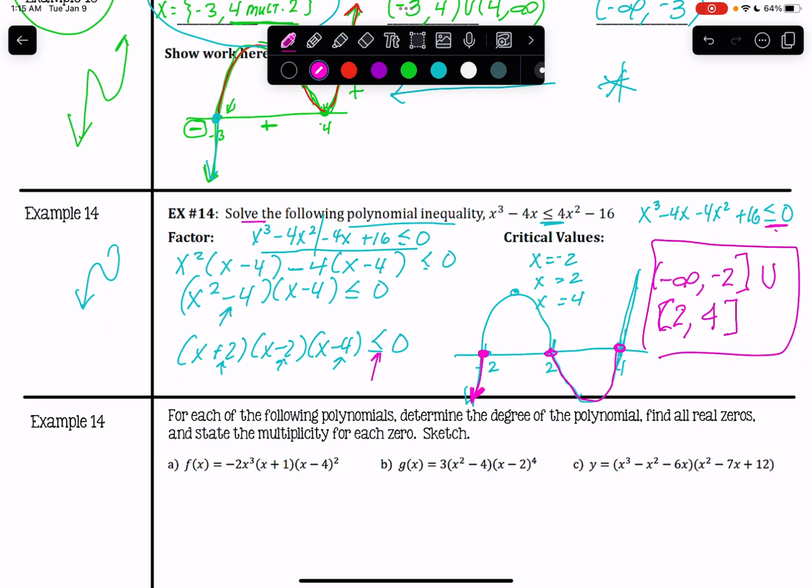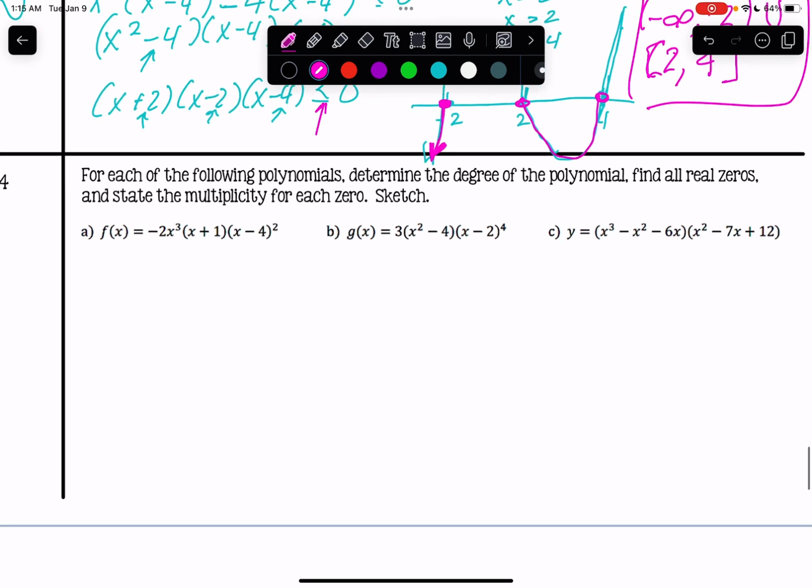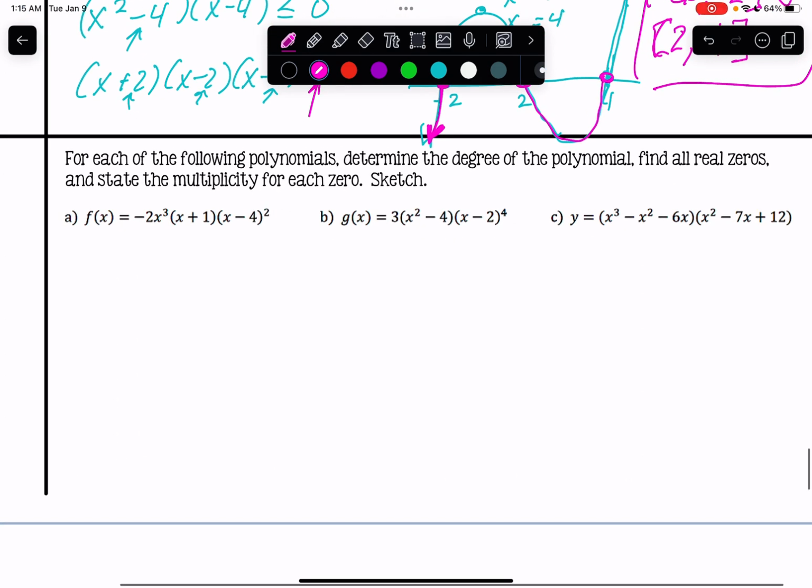All right. And this very last thing kind of puts all that together. They have factored the first couple for you, so we should be able to zip right through this. So for each of the following polynomials, determine the degree, find all real zeros, state the multiplicity, and sketch. Sketching comes from finding all those things. So the first thing we're going to do is look at f of x's function, and we have a degree of 3 plus 1 plus 2, so that's degree 6.